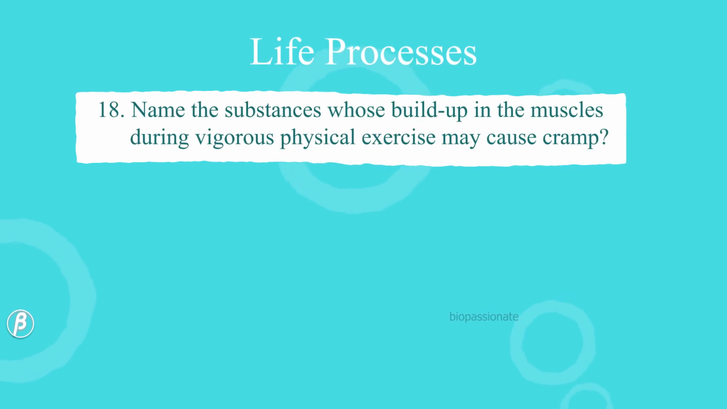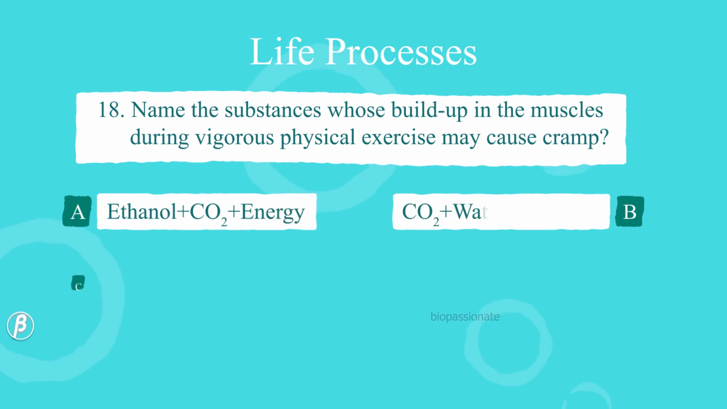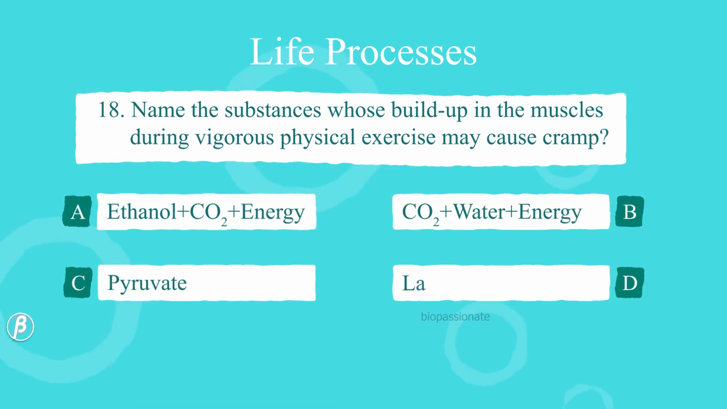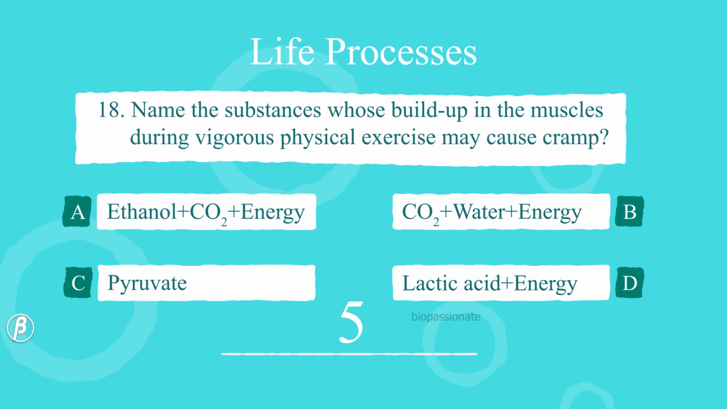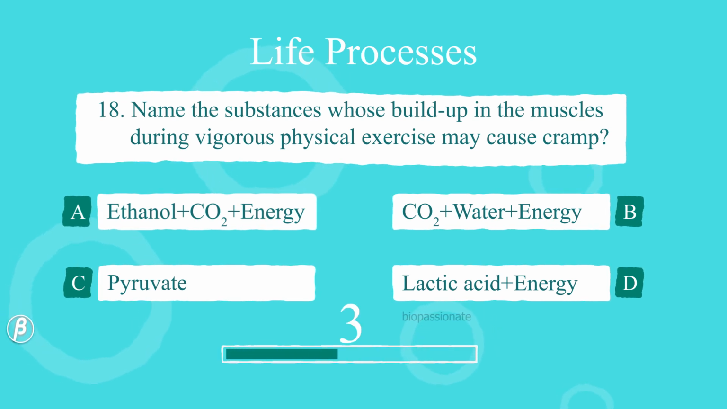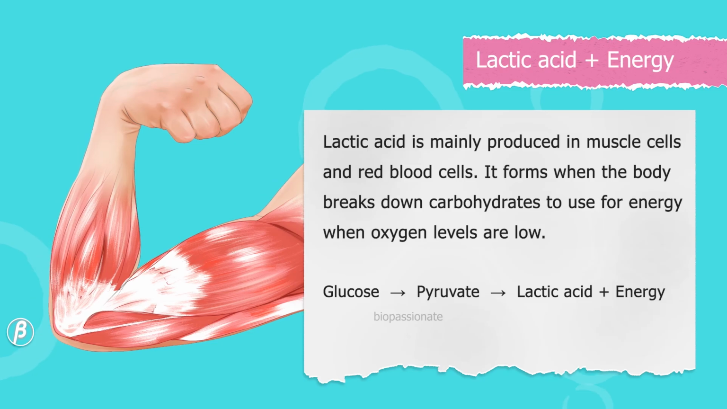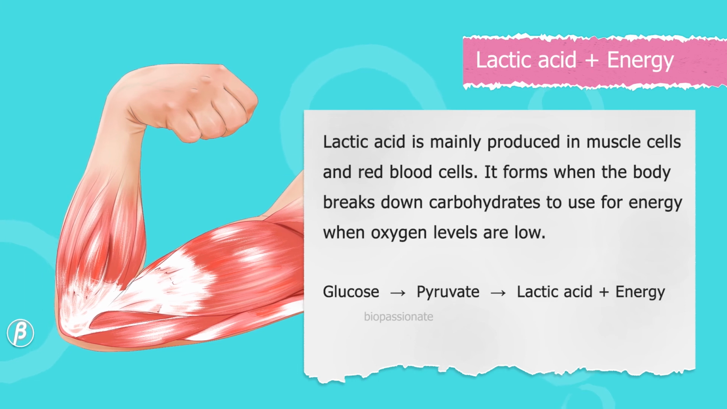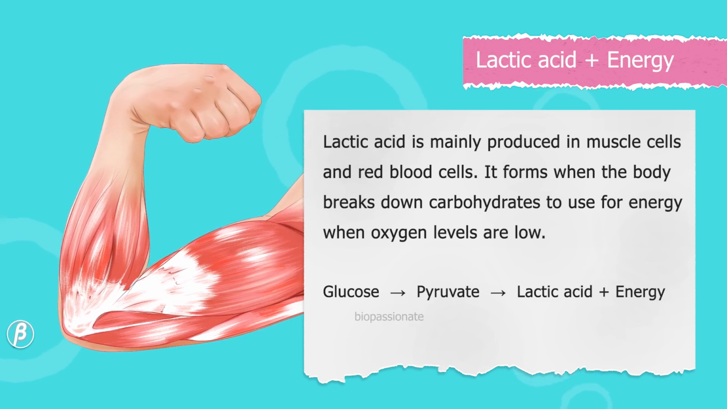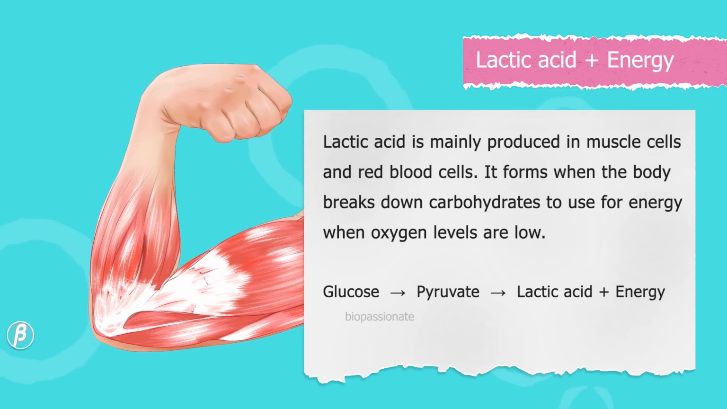Name the substance whose buildup in the muscles during vigorous physical exercise may cause cramp. Lactic acid. Lactic acid is mainly produced in muscle cells and red blood cells. It forms when the body breaks down carbohydrates to use for energy, when oxygen levels are low.